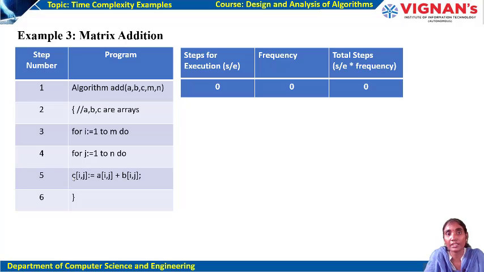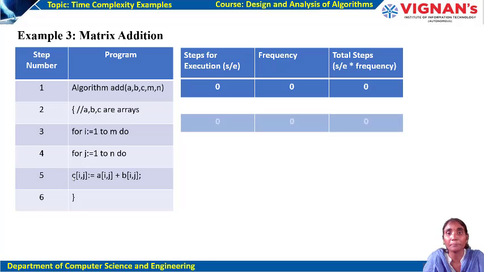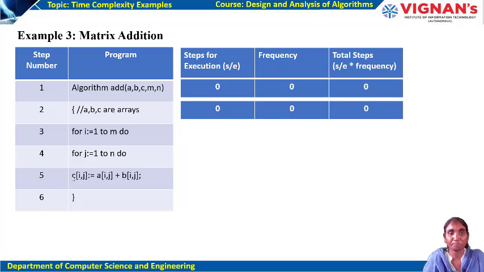Initially statement 1 will never be executed, in the sense it will never come under the time complexity constraint, so its S by E is 0 and frequency is 0. The next one is a comment section as well as an open brace. Even for blocks the S by E is 0. Next is the for loop. How many times will this for loop be executed?